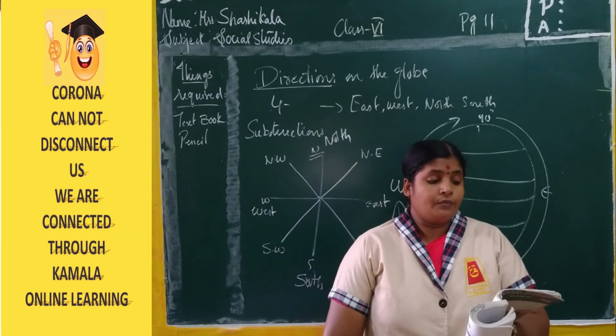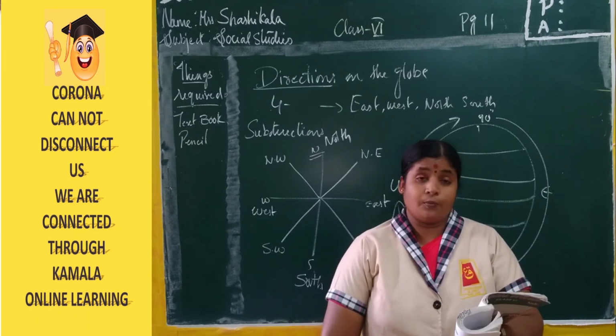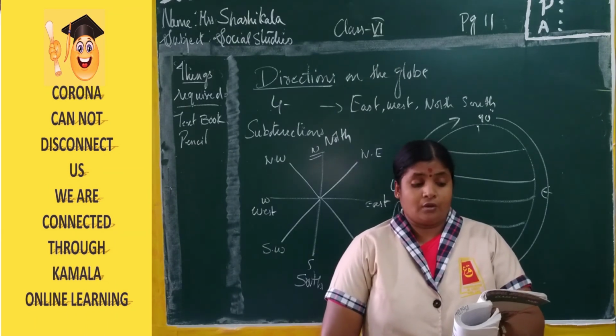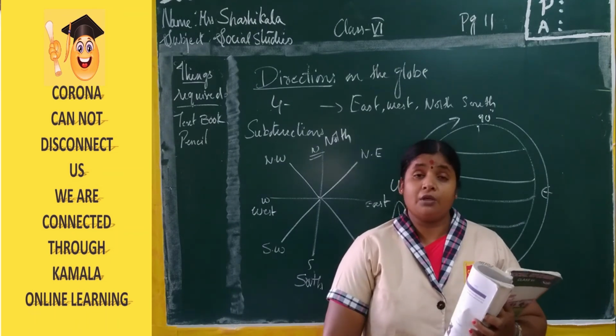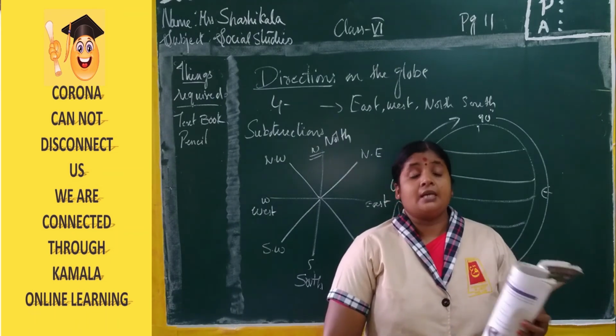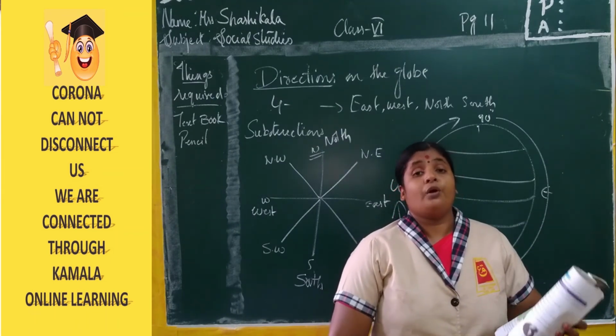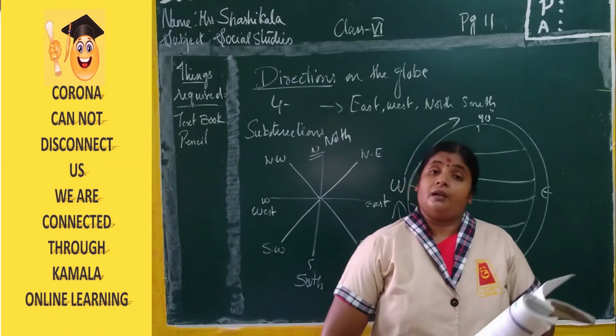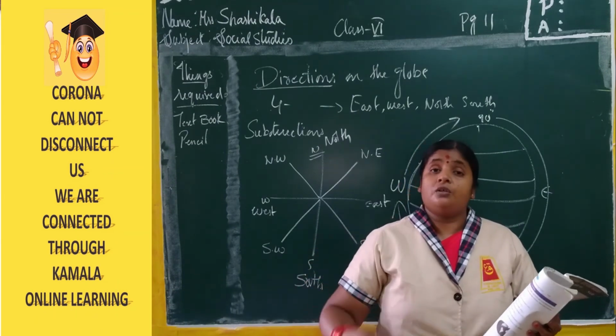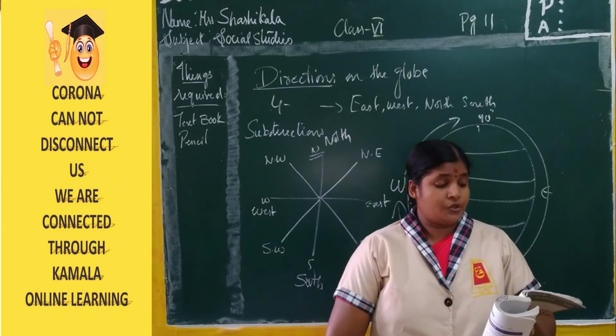Now moving to page number 12. You would have noticed that if you put a dot on the pole, it will not move at all. At the pole area, if you keep the dot, it will not move. But except the pole areas, if you keep the point wherever you like, you can observe that it will come back to the same position.